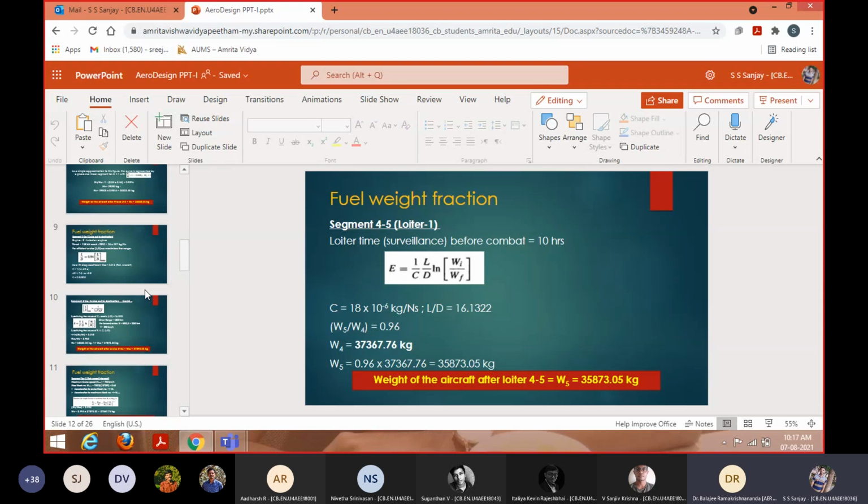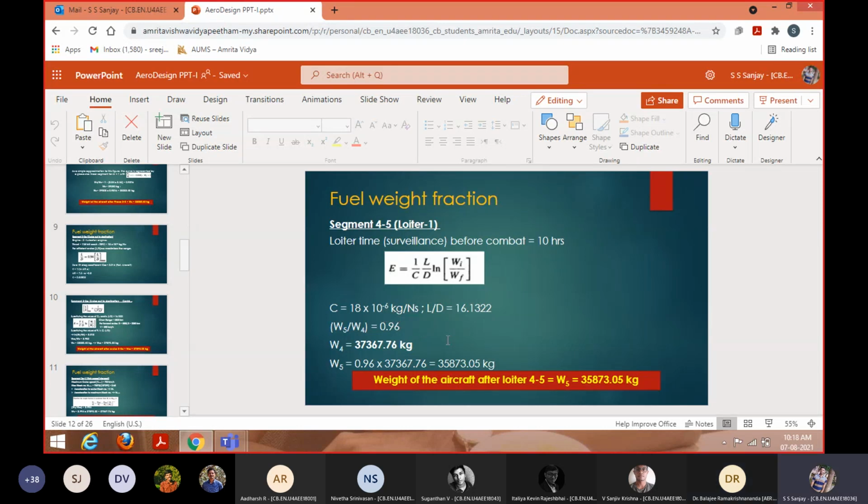Convert kg to Newton. Yes, sir. Then you get 0.65 around it's coming. Is it so less? So you mean 18 times 10 power minus 6, okay. Yes. Multiply by 9.81, what are you getting?